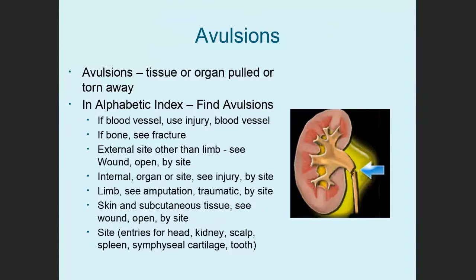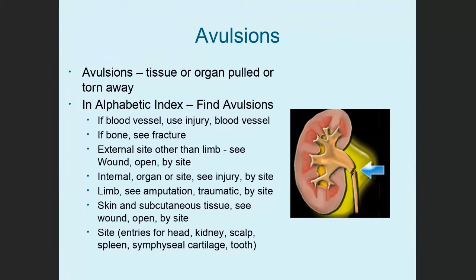Avulsions. Avulsions occur when tissue or an organ is first forcibly pulled or torn away from its original location. So in the alphabetic index, find avulsions. Some of the indents under this main term provide a specific code. Many, however, refer you elsewhere.